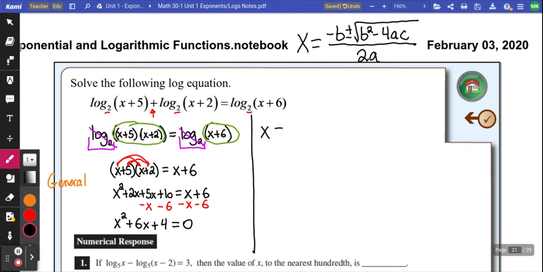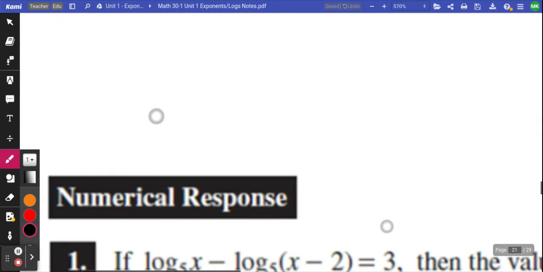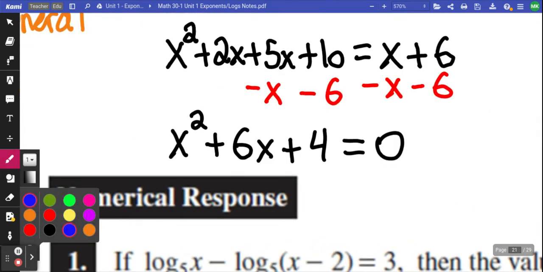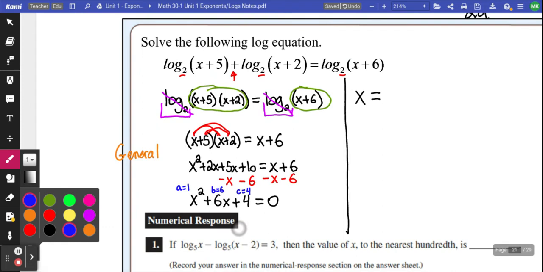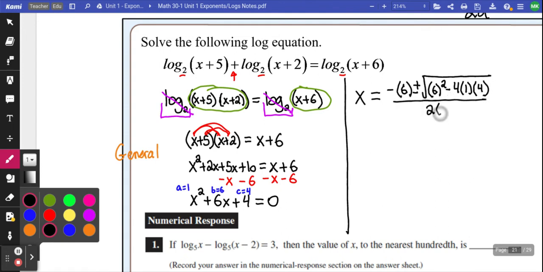To use quad formula, in general form, the coefficients are your values. So it goes A, B, and C. Looking at this, A equals 1, B equals 6, C equals 4. That's general form, A, B, C. Putting this into quad formula, we would have x equals negative b, so negative 6, plus or minus the square root of b squared, so 6 squared, minus 4 times 1 times 4, divided by 2 times 1.